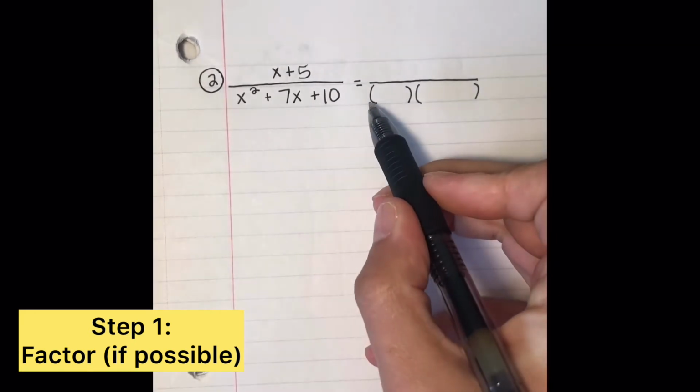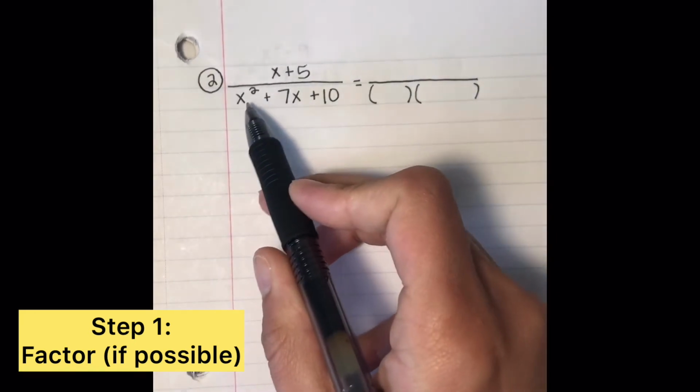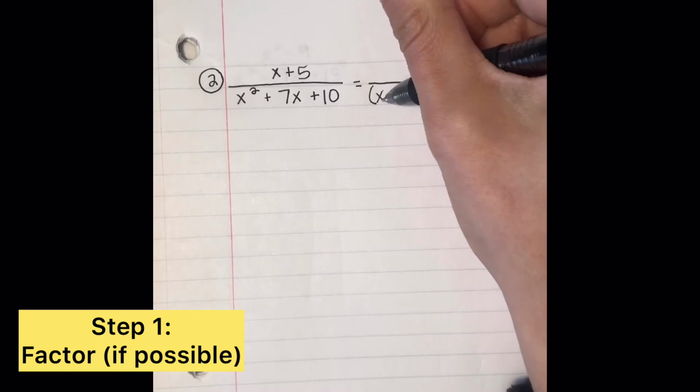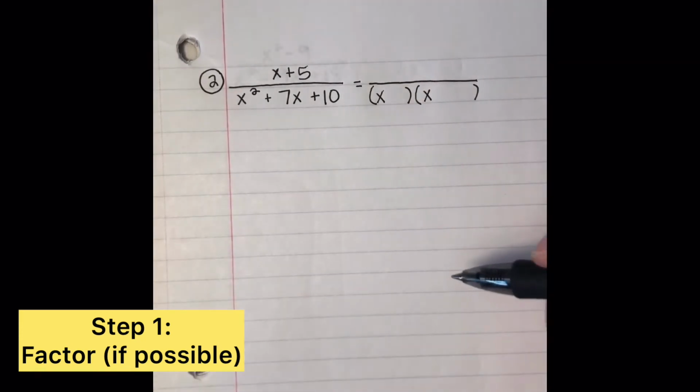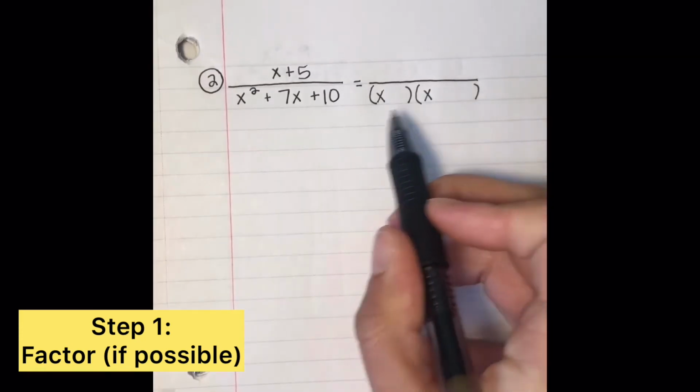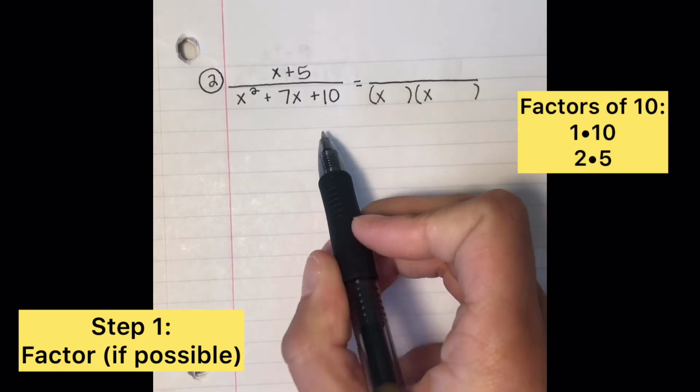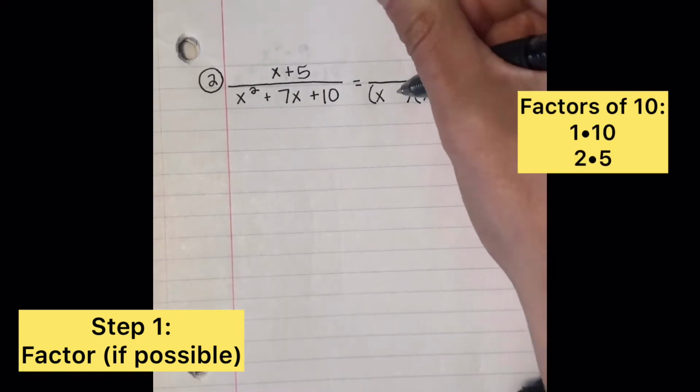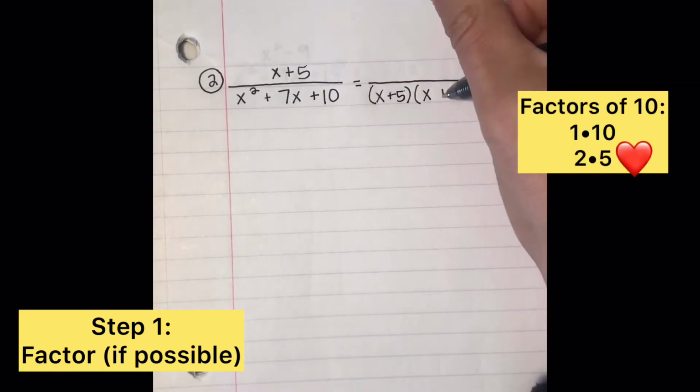In these first two blanks, we need to multiply to get x squared. Only option is x times x. In the second two blanks, we need to multiply to get 10 and add to get 7, so it's going to be +5 plus 2.